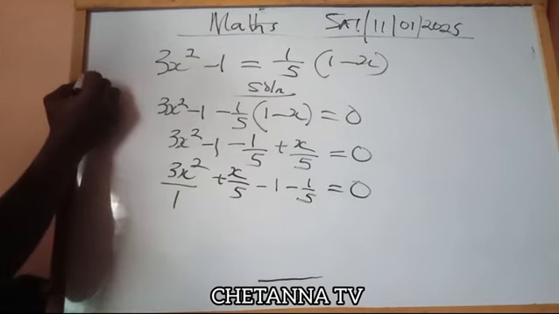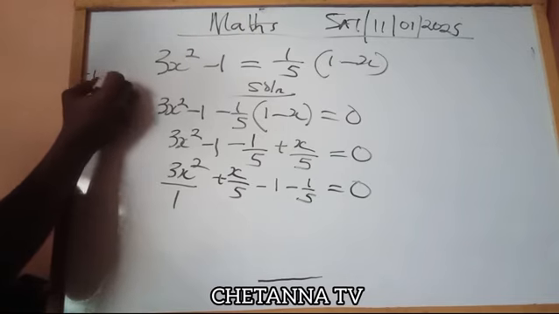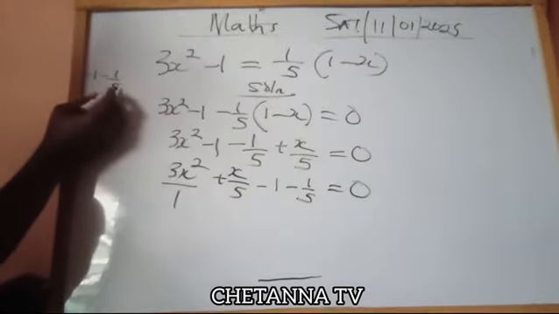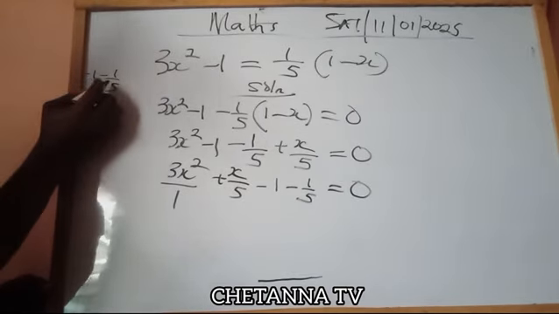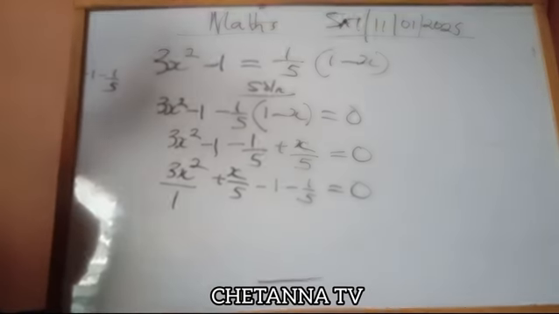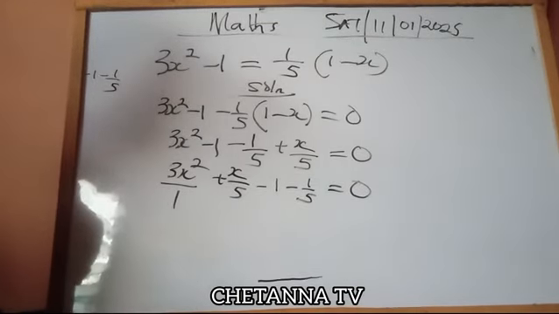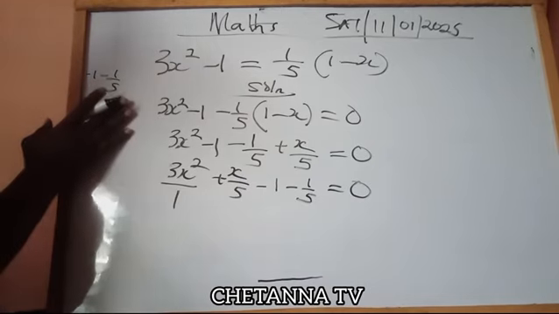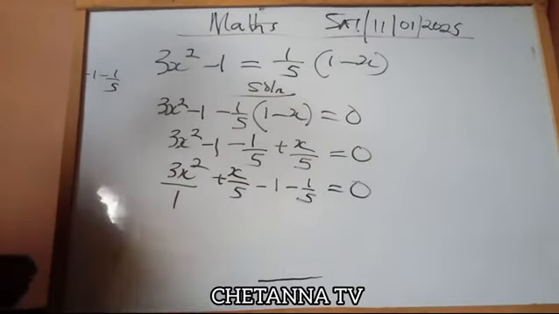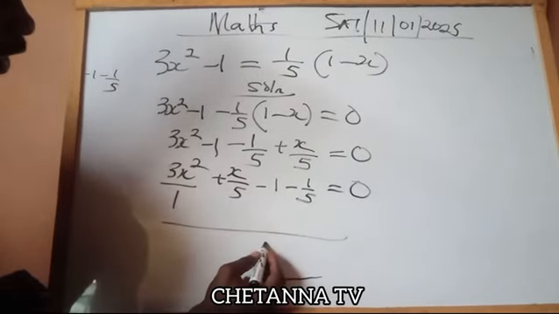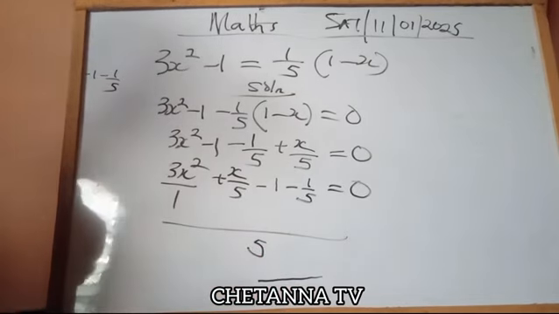Minus 1 over 5. What do you think it will give us? Or if you like, we will not solve it separately. We can solve everything here at once, so we don't waste time. We have the LCM, which is what? 5. Yes, it's 5.